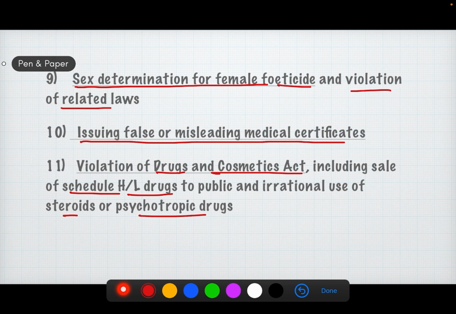Schedule L drugs, these are medicines meant only for hospitals and institutions and not for retail sale. These drugs are not sold to public. They are for institutional use under supervision of doctors. For example, vaccines supplied to hospitals. So, irrational use of these medicines and sale of Schedule H or L drugs to public is the violation of Drugs and Cosmetics Act, which a doctor should not do.